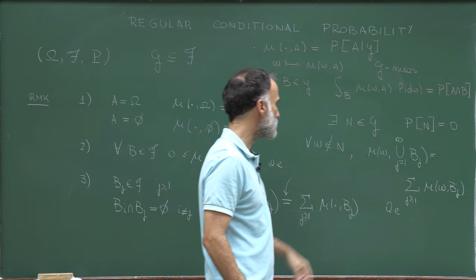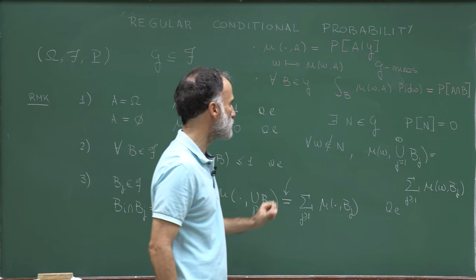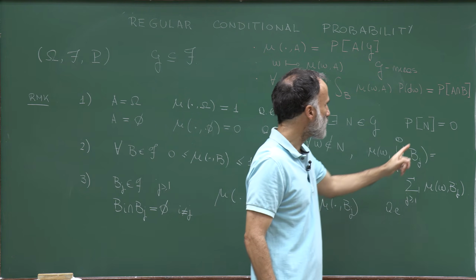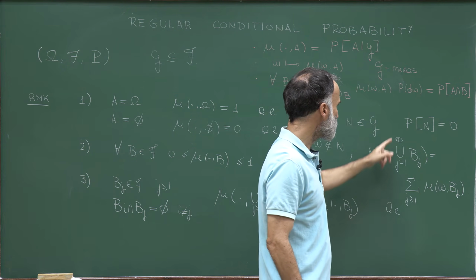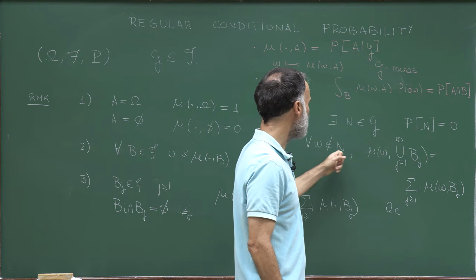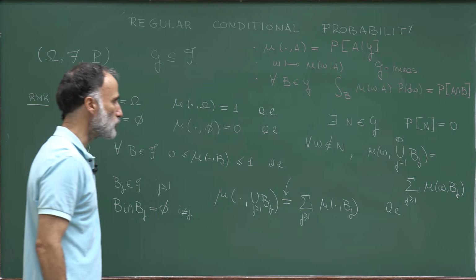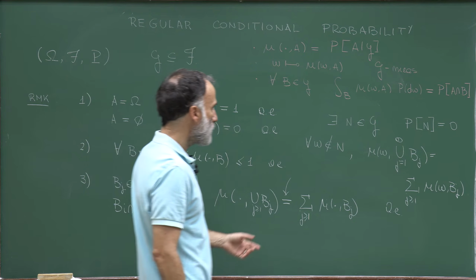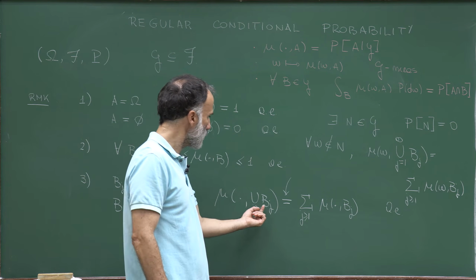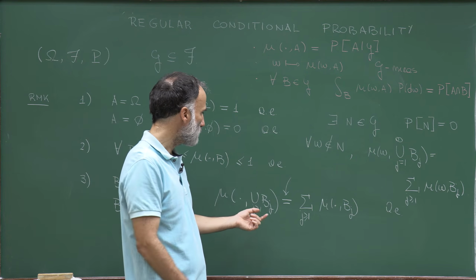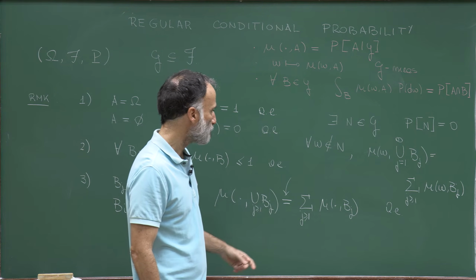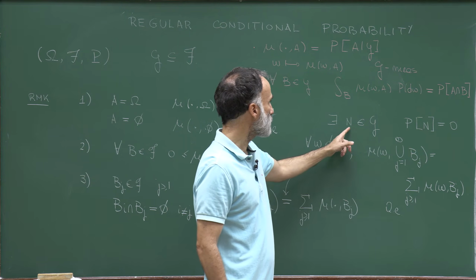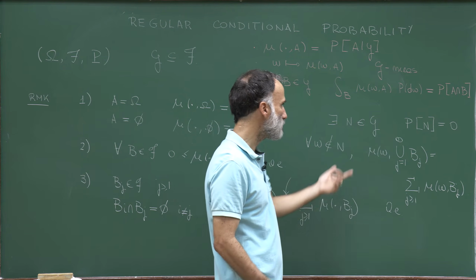Mind that this set is in G, because those two functions are G measurable. So there exists a set in G which has measure 0, and such that this identity holds for all omega which do not belong to this set N. The problem here is that if I replace this family b_j by another family a_j, we get another identity which holds almost everywhere, but the set on which it holds is different.